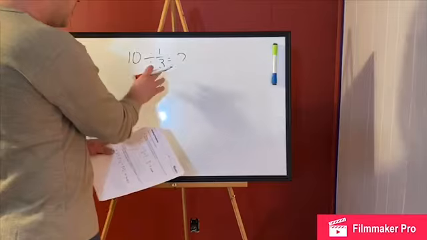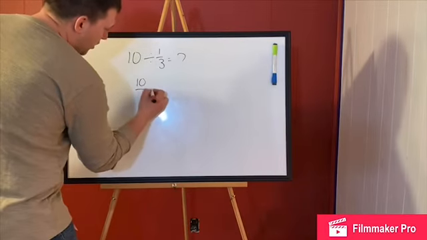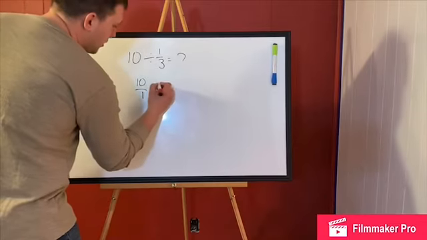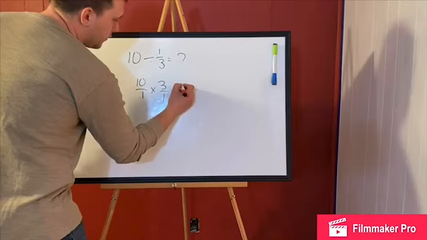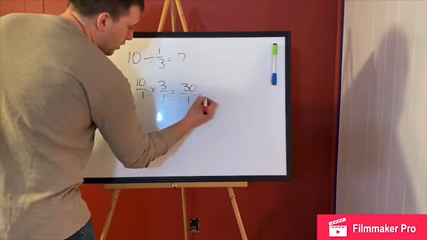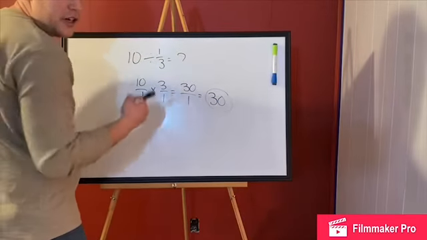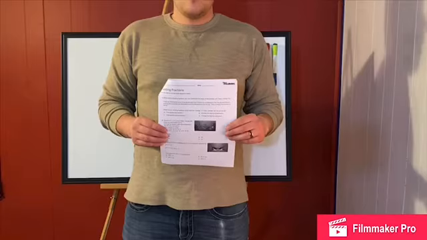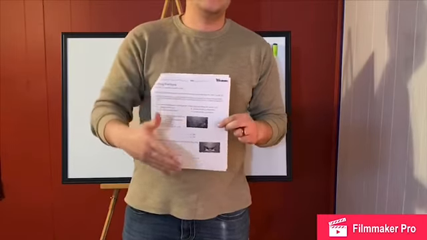So we could do it like this: 10/1 times 3/1. 10 times 3 gives us 30. 1 times 1 gives us 1. So she can make 30 bandanas.